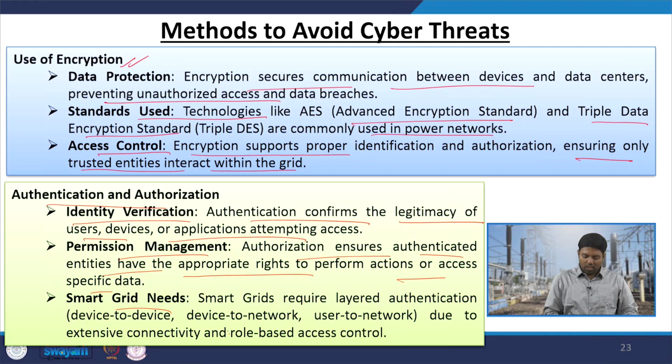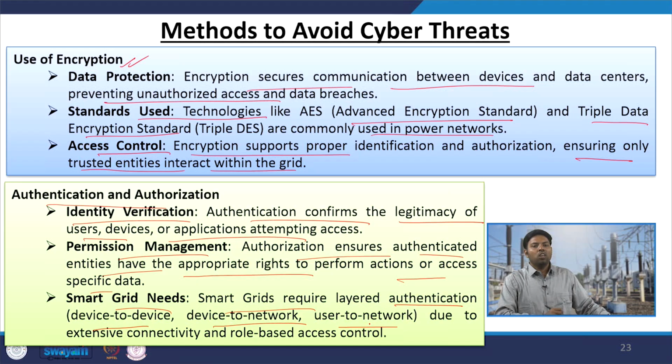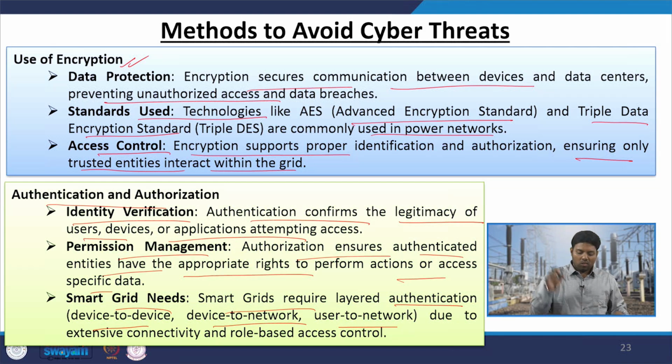Then smart grid needs: the smart grid requires layered authentication. It is not only one authentication; you need device to device authentication, device to network authentication, then user to network authentication to maintain your system more reliable and secure from the cyber threats. So with this I will end today's lecture, and we will continue with the different aspects of the communication medium in the next lecture.